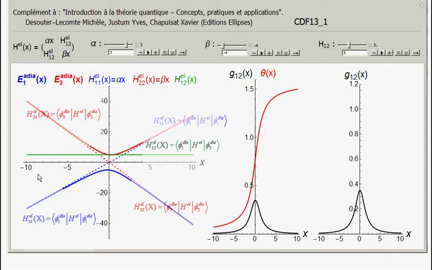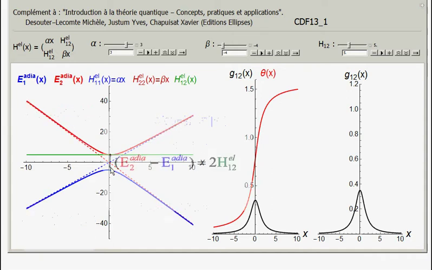Far from the crossing, the diagonalization has very few effects. The diabatic and adiabatic energies are very close. The curves are nearly superposed. On the contrary, close to the crossing, the curves are very different, and the gap between the two adiabatic potential energy curves is equal to 2 times the coupling between the two diabatic states.